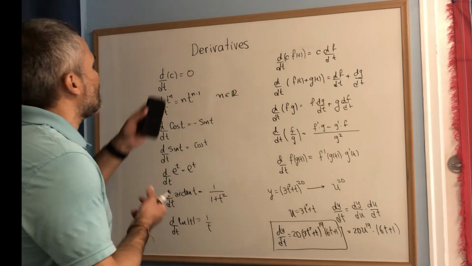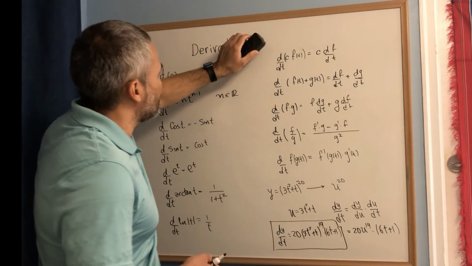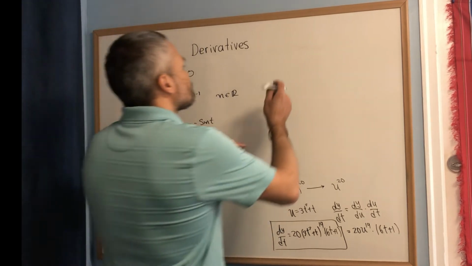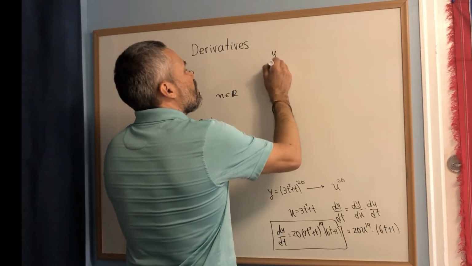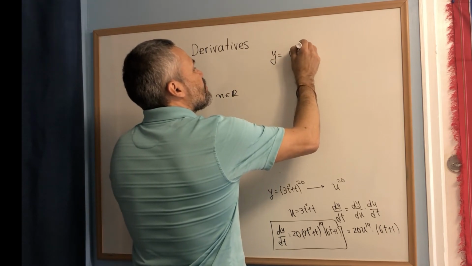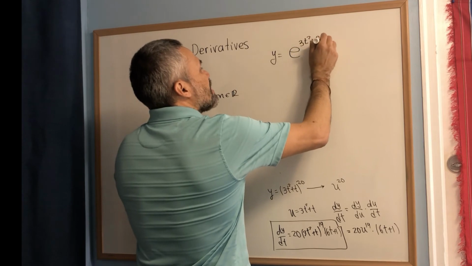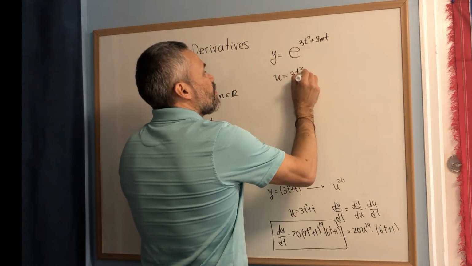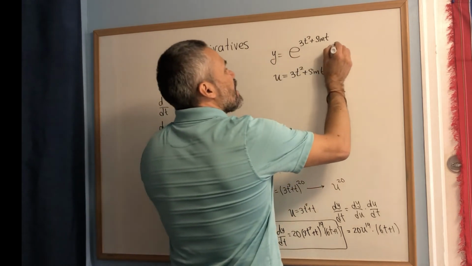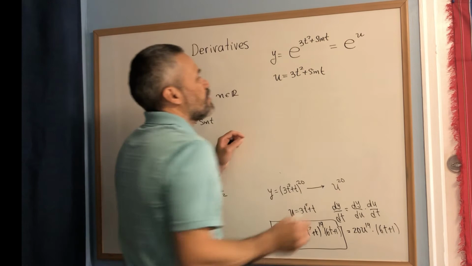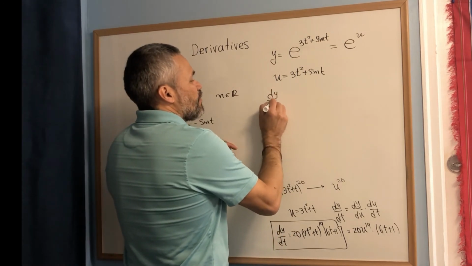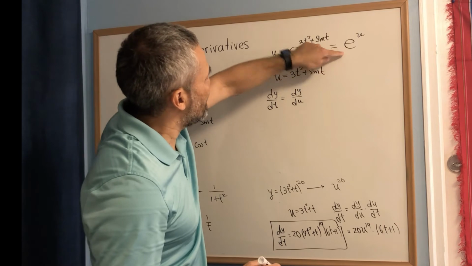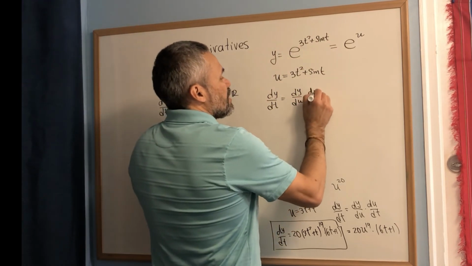Let's do another example here. Let's forget about this. Suppose that we already know these ones here. Then we want to compute the derivative, y is e to the 3t squared plus sine of t. Then if we make u equal to 3t squared plus sine of t, then the function y is going to look like e to the u. Then the chain rule says that the derivative of y with respect to t is equal to the derivative of y with respect to u, the way it ends up being after we do this substitution, times du dt.